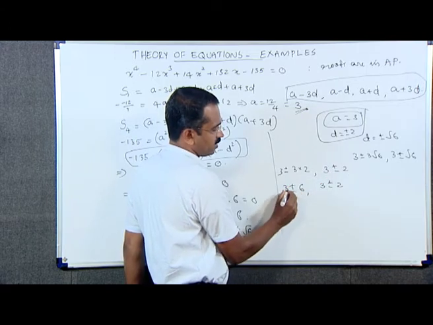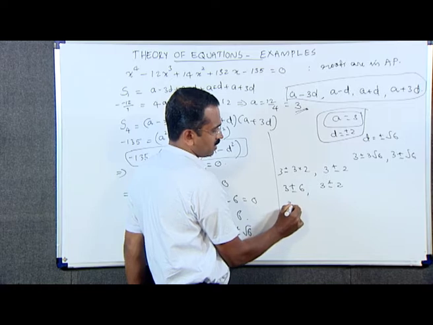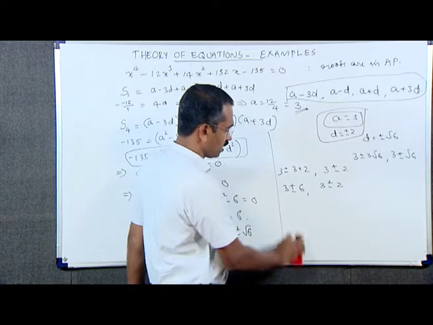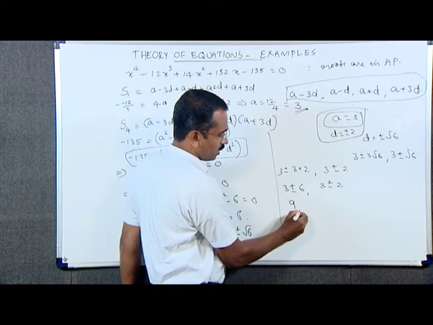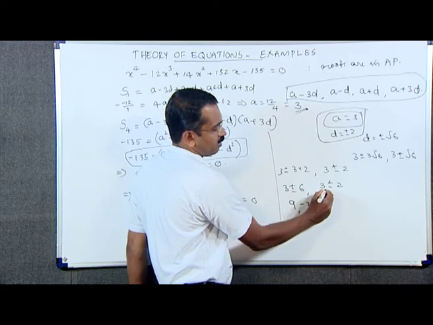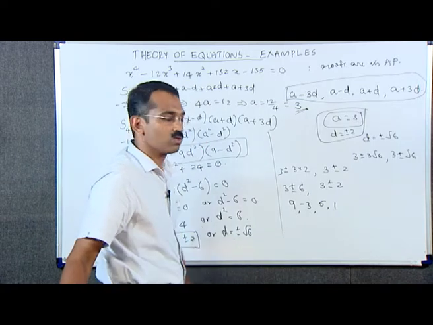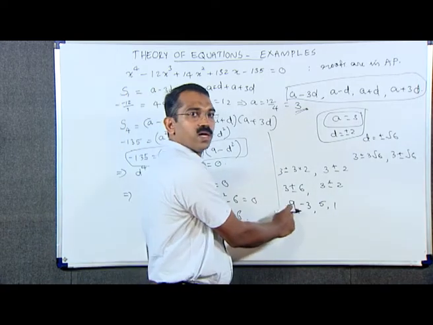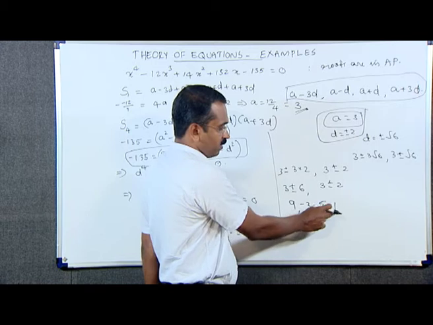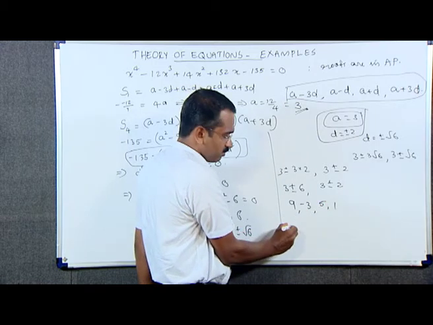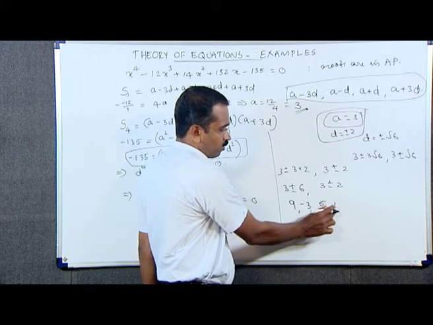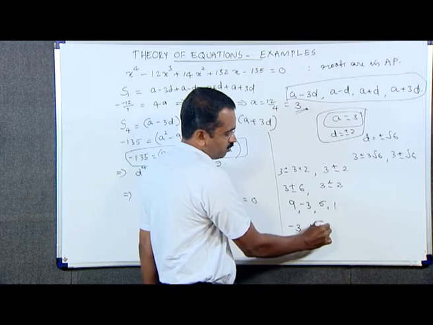From here we can write 3 plus 6 is 9 and 3 minus 6 is minus 3. From here, 3 plus 2 is 5 and 3 minus 2 is 1. The required roots are 9, minus 3, 5 and 1. In order we can write minus 3, 1, 5 and 9.